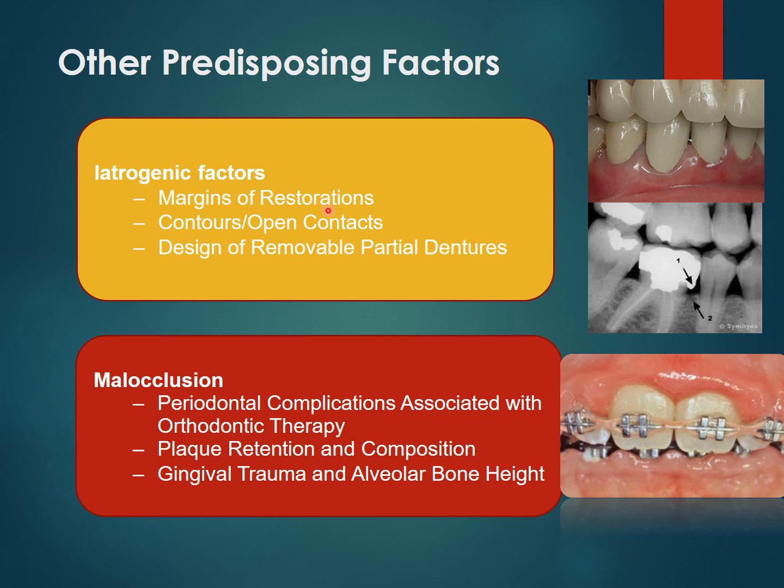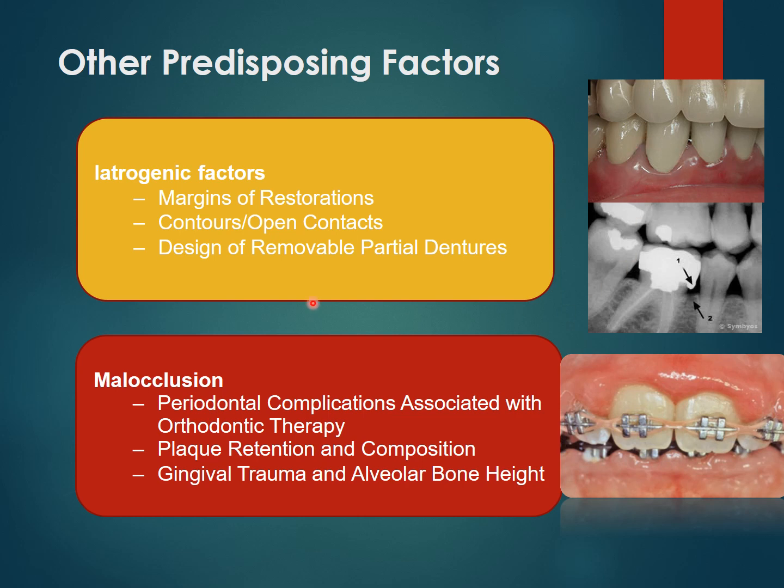You can see in this picture that these are subgingival margins. It is causing the gingival inflammation. So margins placed at the level of the gingival crest induce less inflammation compared to subgingival margins.